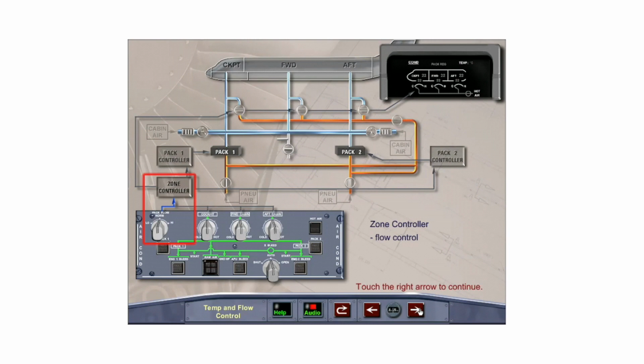The zone controller regulates the airflow in accordance with the position of the pack flow selector switch on the air conditioning panel. If the zone temperature cannot be satisfied, the zone controller can automatically increase airflow by increasing the speed of the APU or engine idle to increase bleed pressure.